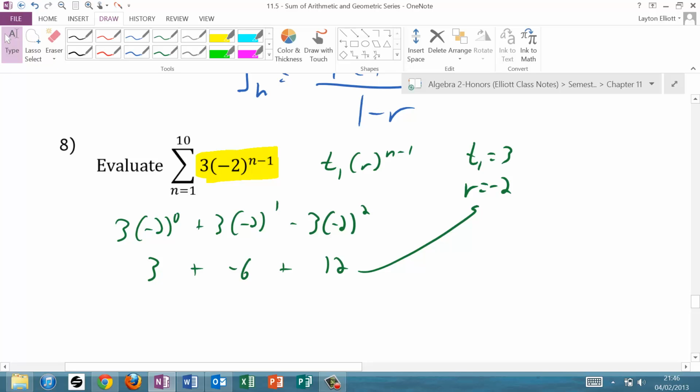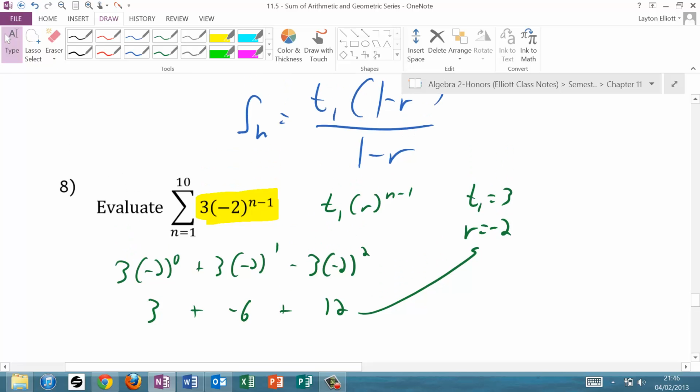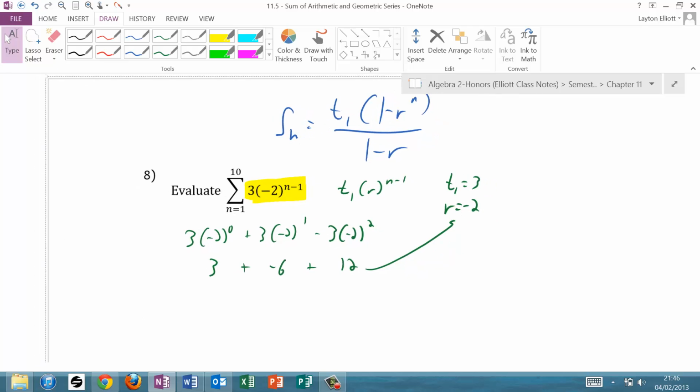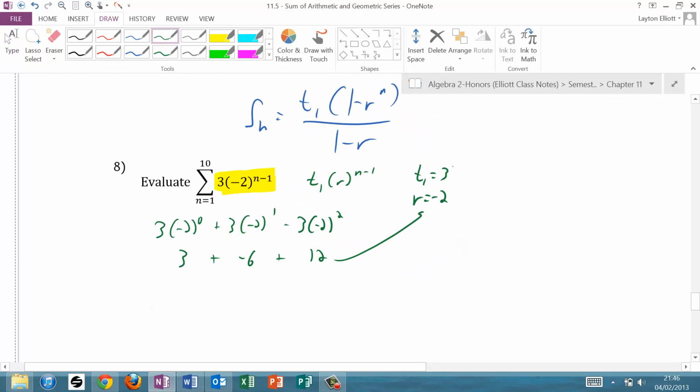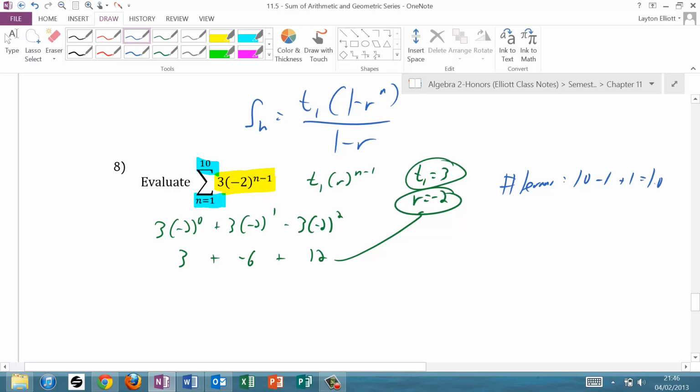So what does this particular equation require? It requires that I know what t of 1 is. Okay, t of 1 is 3. I know r is negative 2. And then it wants to know what n is. It wants to know how many terms we're adding. Well, if I'm going from a lower limit of 1 and an upper limit of 10, I know the number of terms is 10 minus 1 plus 1, or 10. Which should make sense going from 1 to 10. So we're actually trying to find s of 10, the sum of 10 terms.